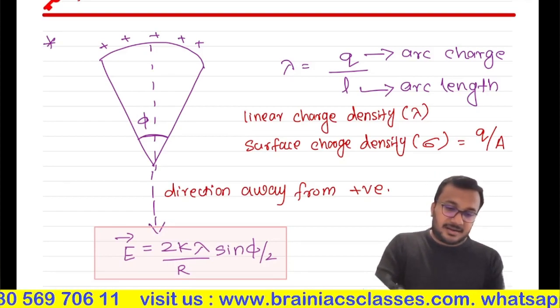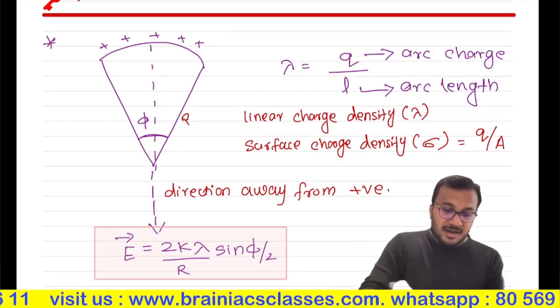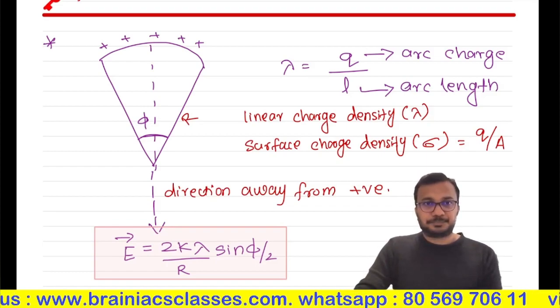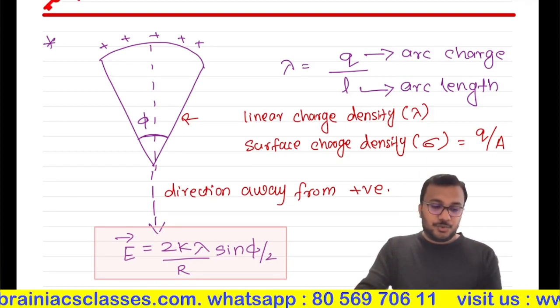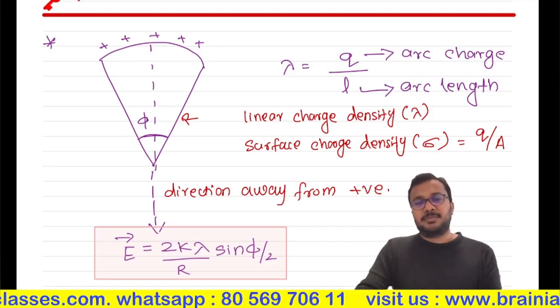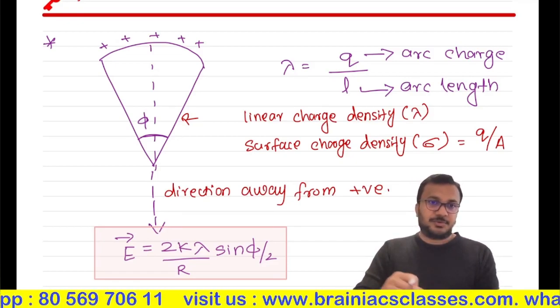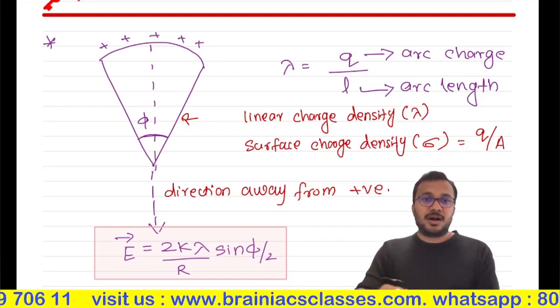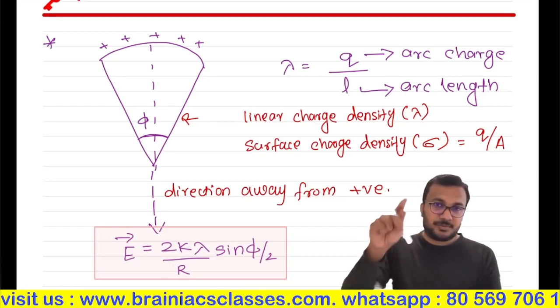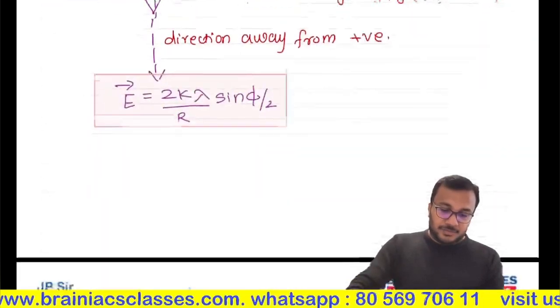What is r? r is nothing but the arc's radius, and phi is the angle. You know what k is: k is 1 by 4 pi epsilon 0. So remember this formula, E equals 2k lambda by r into sine phi by 2. Please note this formula, it's important. So we learned a little more.